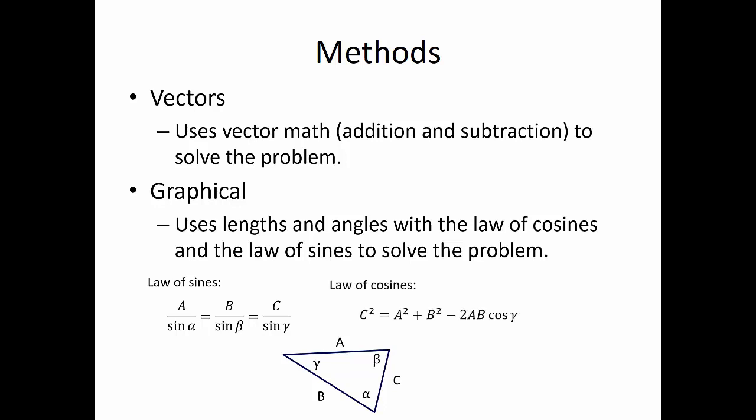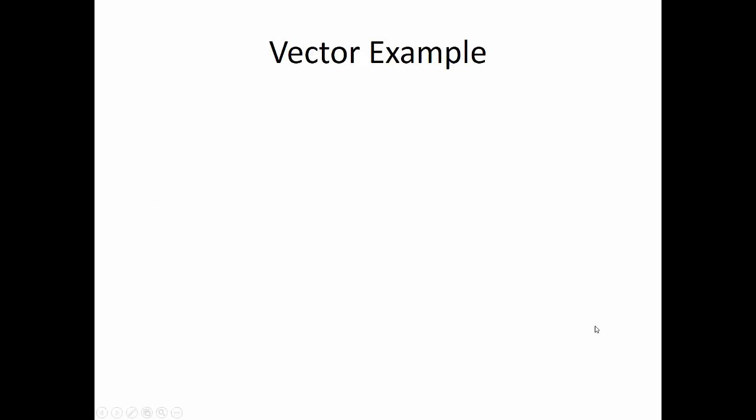For the law of cosines, for any side, in this case we're only going to use side C, but we could do this equation with any of the other sides as well. Side C squared is equal to side A squared plus side B squared minus 2 times AB cosine of gamma, where gamma is the angle opposite the side C.